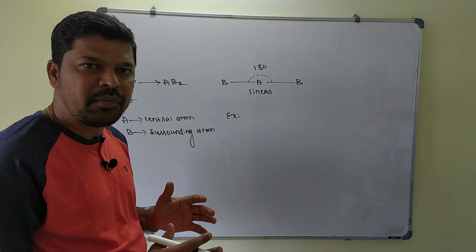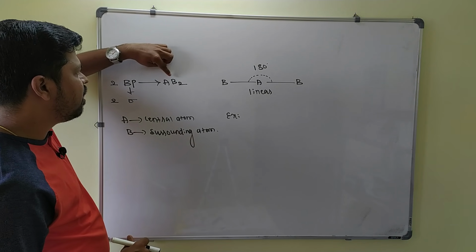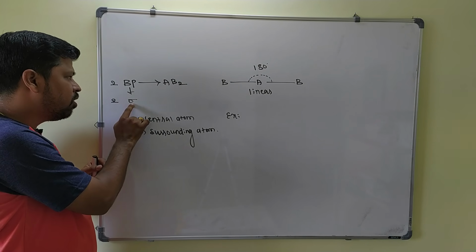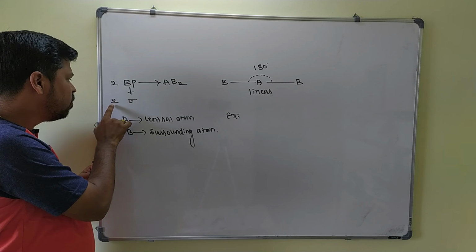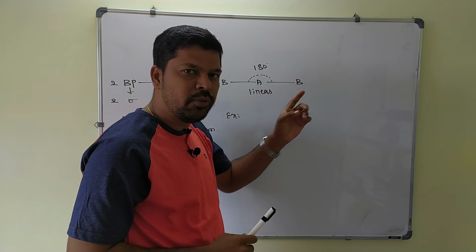Now for the AB2 type of molecule, any molecule having 2 bond pairs is of AB2 type. Bond pairs I will directly take as sigma bonds. Bond pair is nothing but sigma bond here. If any molecule has 2 sigma bonds, then the shape of the molecule will be linear.